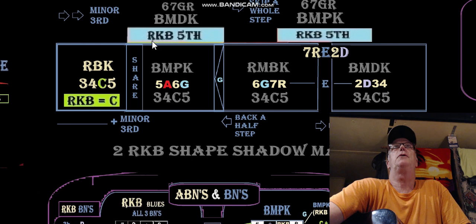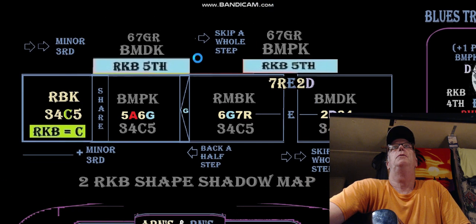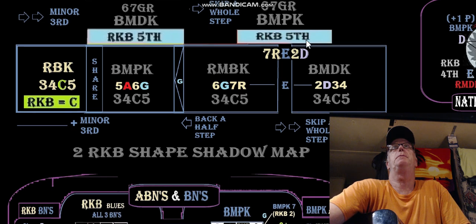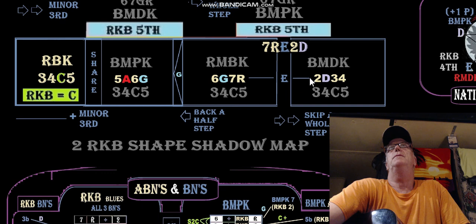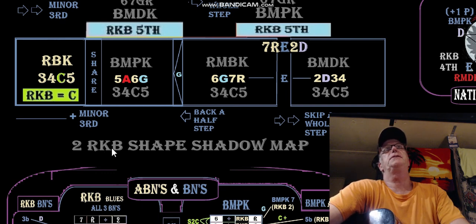Now, we also have a shadow of the fifth up here, the RKB fifth up here. Okay, and that helps us bridge the gap when we need to bridge the gap way up here, about 1, 2, 3, 4, the equivalent of 4 cages up. We can use that fifth to bridge the gap up there, and that's 7 root 2, and then root 2. The D's just there for reference. That's an actual fret.